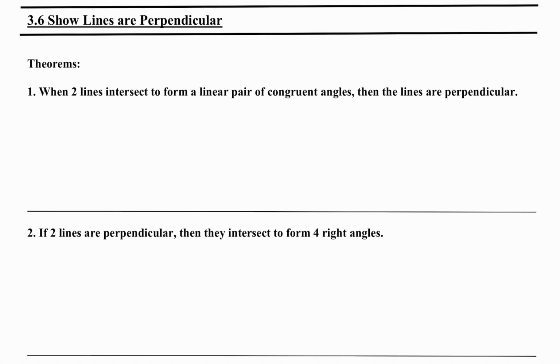So the first one here says that when two lines intersect to form a linear pair, so remember, a linear pair just means that they form a straight line, they're adjacent angles, they share a vertex. So we're looking here at this situation. So we have two angles that form a linear pair of congruent angles, meaning that angle 1 and 2 have to be the same, then those lines are perpendicular.